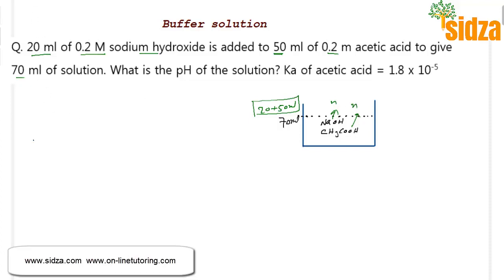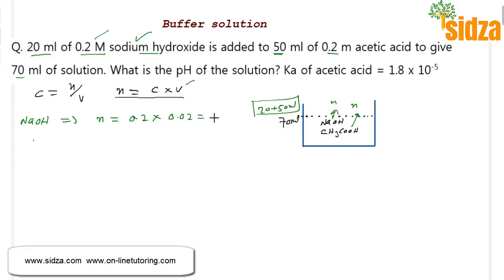We know the concentration C is equal to n by V, the number of the moles divided by the volume of the solution in liters, or the number of the moles will be equal to concentration times volume of solution in liters. So let's first find out the number of the moles of the sodium hydroxide. The concentration is 0.2, so the n for the sodium hydroxide will be 0.2 times the volume, 20 ml, which in liters is 20 by 1000, so that will be 0.02, and this will be 0.004. Now this is the number of the moles of the sodium hydroxide in the mixture.